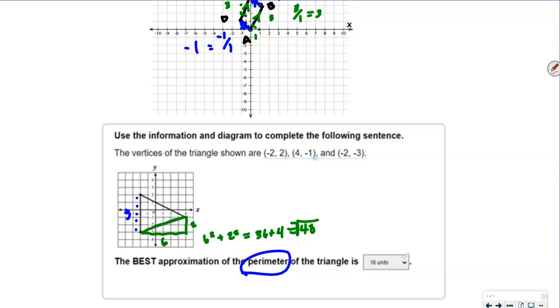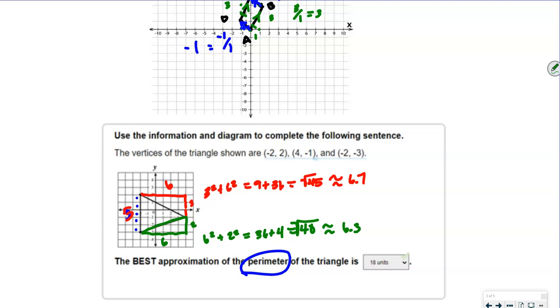Okay, now let's find this one up here. This one is 1, 2, 3 tall. And 1, 2, 3, 4, 5, 6 again. So this one's going to be 3 squared plus 6 squared. So that's going to be 9 plus 36, which is the square root of 45. So go ahead and compute those. So the square root of 45 is approximately 6.7. The square root of 40 is approximately 6.3.